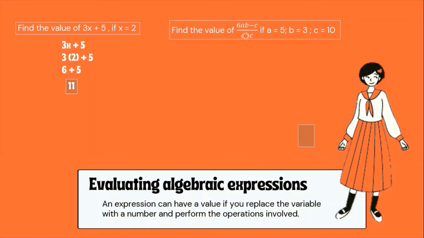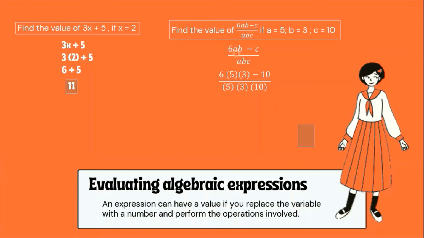Next example, find the value of this algebraic expression. This is read as the quotient of 6ab minus c and abc. If a is equal to 5, b is equal to 3, and c is equal to 10. First, write the given, and then substitute them. 6 is a constant, hindi natin siya kailangang baguhin. This is a constant number. Variables lamang yung ating babaguhin ng value.